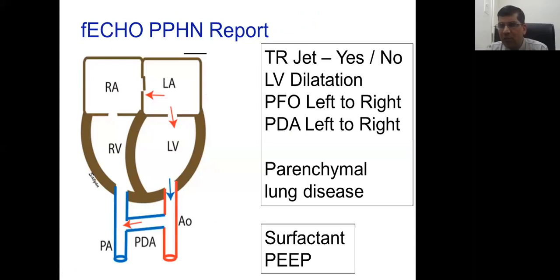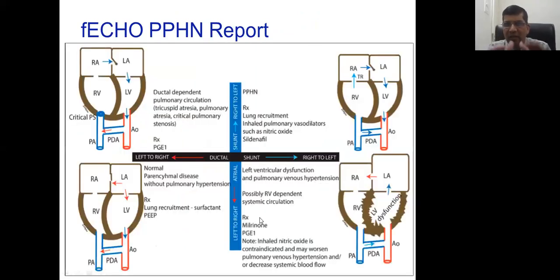The fourth condition of pulmonary hypertension is plain lung disease, severe RDS or severe pneumonia with parenchymal lung disease with left to right shunt. What you require is lung recruitment. These are the four conditions that you compare. So these are the four conditions we saw.